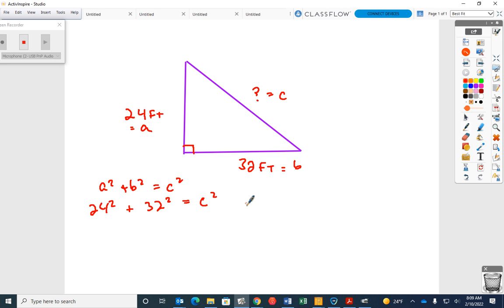Now, on your calculators, tell me what 24 squared is. You probably have a little button that says X with a 2. Press that button with the number. Sometimes you might have to press the number first, or you might have to press the number second, okay? So what do we get when we square those? 576 plus 32 squared is 1,024, and those together equal C squared.